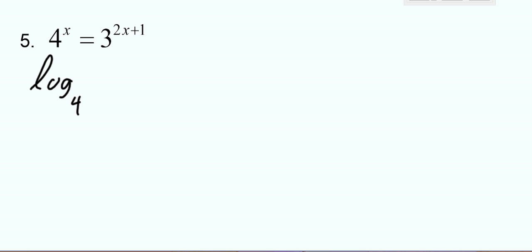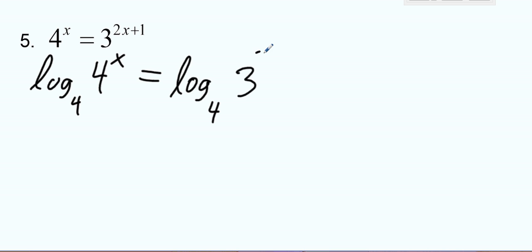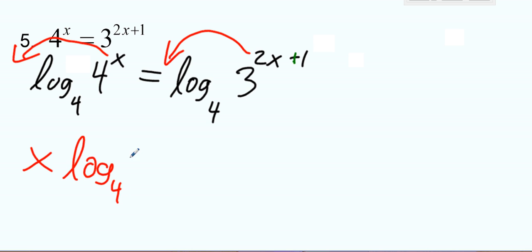So we just do the log to both sides. So we're not converting. You just do log on both sides. So we write log base 4 on both sides. So in yesterday's notes, we talked about how when you have a log, the exponent can move to the front. So log base 4 of 4 with an x in the front. Move this exponent to the front also.